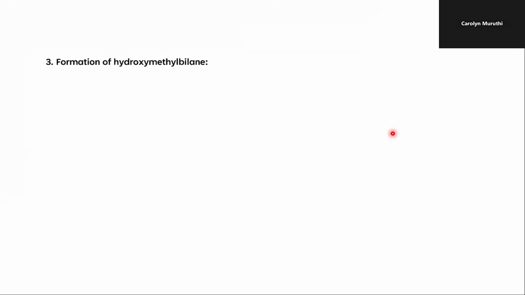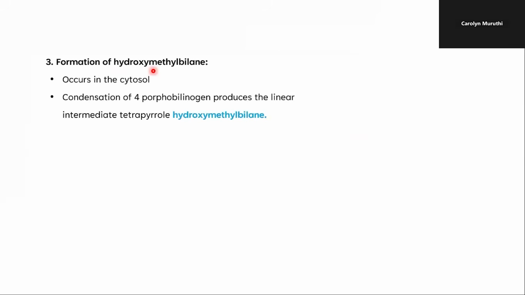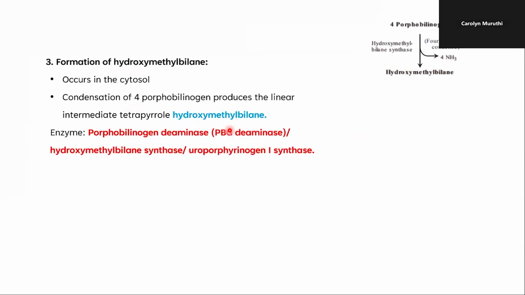In the third step, we have formation of hydroxymethylbilane, which occurs in the cytosol and involves condensation of 4 porphobilinogen, producing a linear intermediate tetrapyrrole known as hydroxymethylbilane. This reaction is catalyzed by porphobilinogen deaminase, also known as hydroxymethylbilane synthase, or uroporphyrinogen 1 synthase.